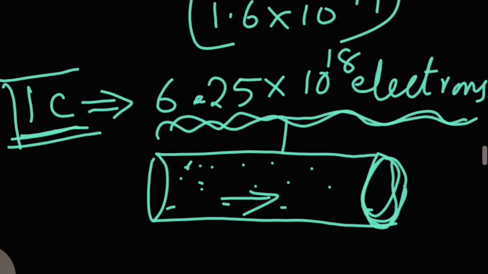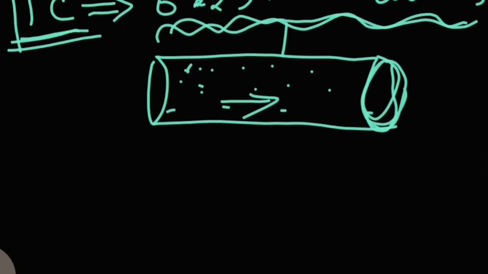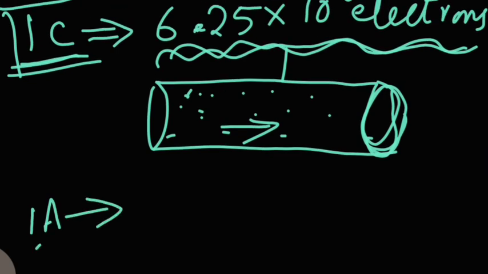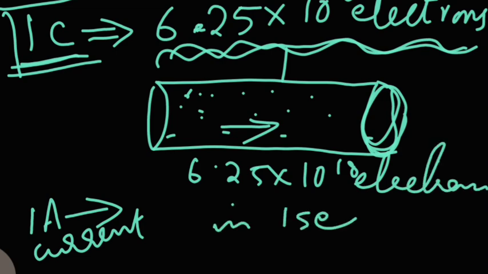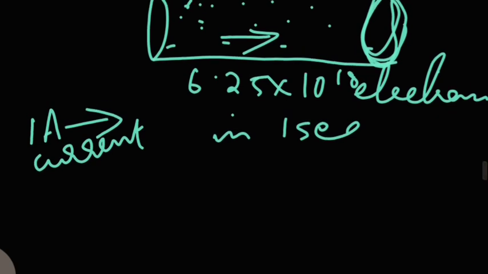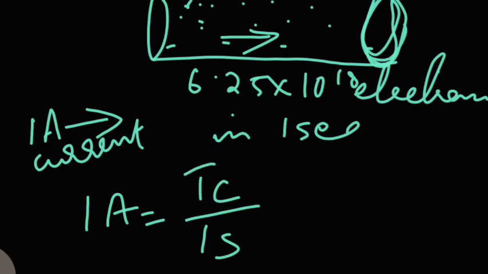Okay, now let us take the case of ampere. Suppose I am saying that a conductor is having 1 ampere of current. What does that mean? In that particular conductor, 6.25 into 10 raised to 18 electrons are moving in 1 second. You know that 1 ampere is 1 coulomb by 1 second. That means 1 coulomb of charge should travel in 1 second.